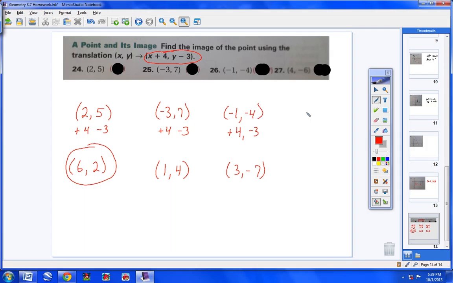And now for number 27, let's take this ordered pair, 4, negative 6, and let's translate the x positive 4, and the y negative 3. So we're going to add 4 to the x and a negative 3 to the y, and our translated ordered pair would be 8, negative 9. 4 plus 4 is 8, and negative 6 minus 3 is negative 9.